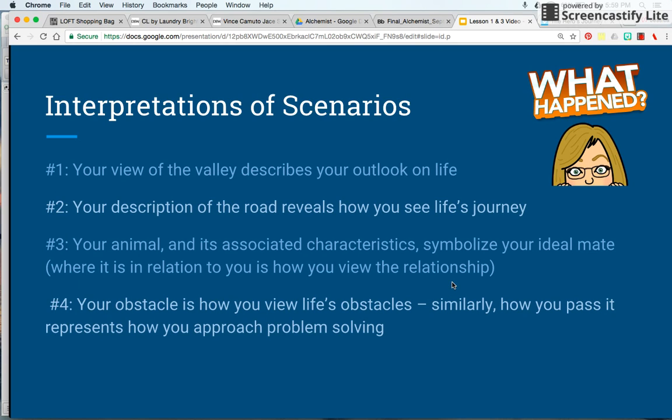Third, the animal that you described is how you associate characteristics that symbolize your ideal mate. So, it is in relation to how you view relationships, meaning friendships, if you have a boyfriend or girlfriend, those kinds of relationships. So, if you view the animal as your friend, that they were helping you along this journey, just like your outlook on life, you have a positive view on relationships. If you viewed the animal as an obstacle, that it was hurting you or detrimental in any way on your journey, you view relationships right now in a negative way.